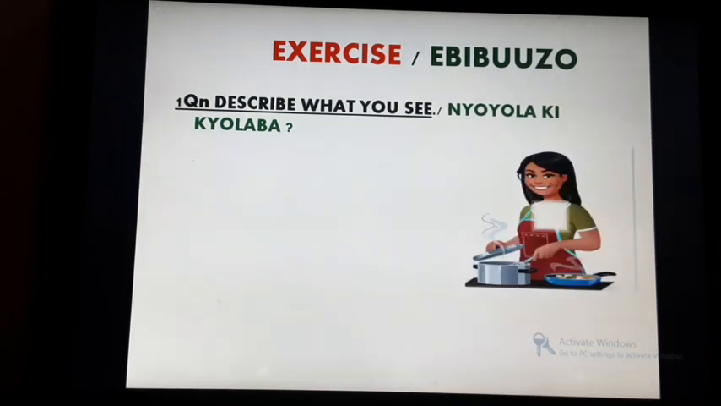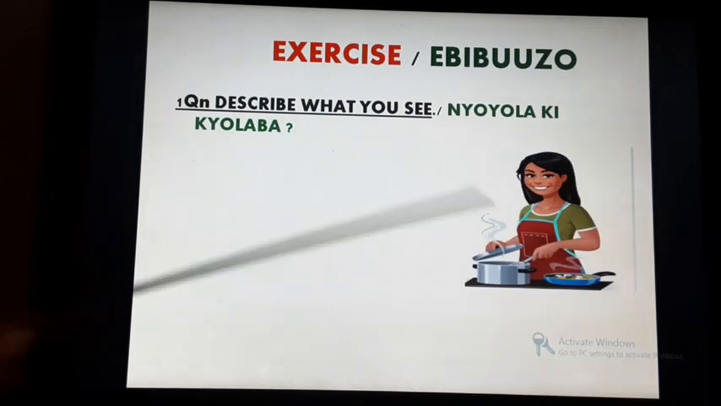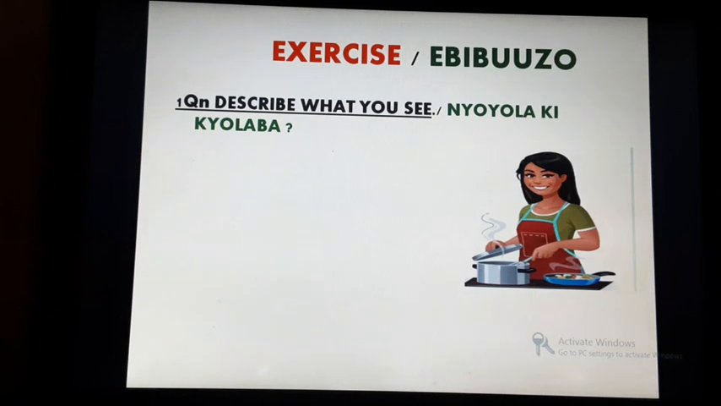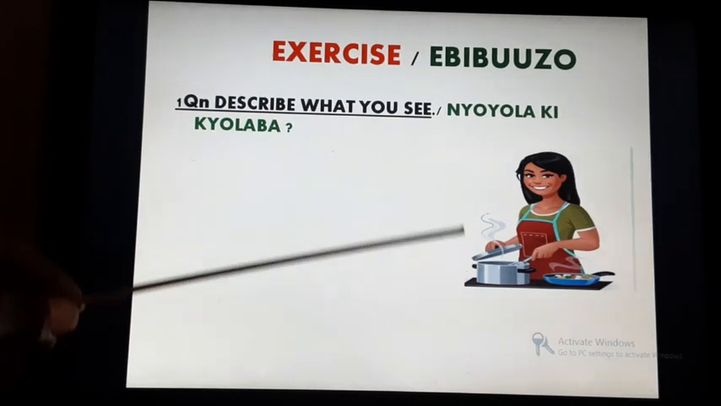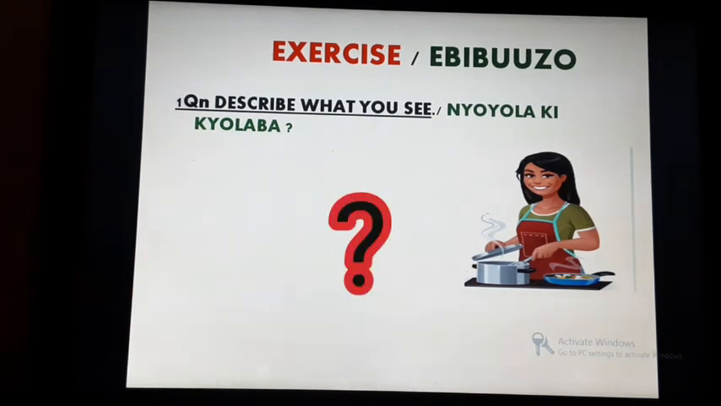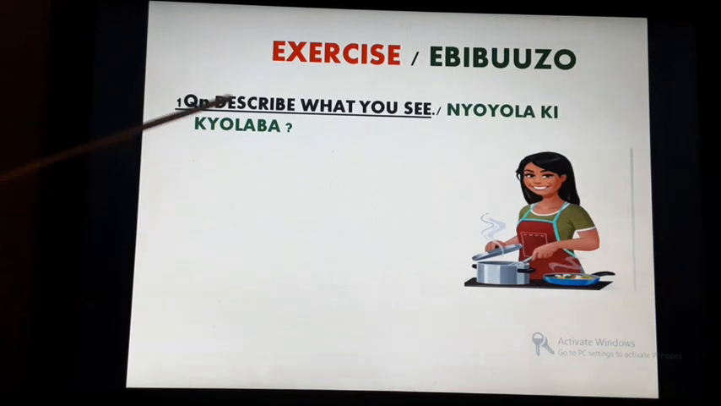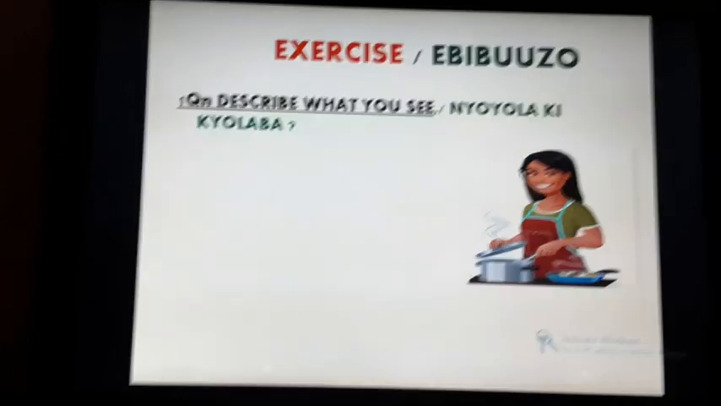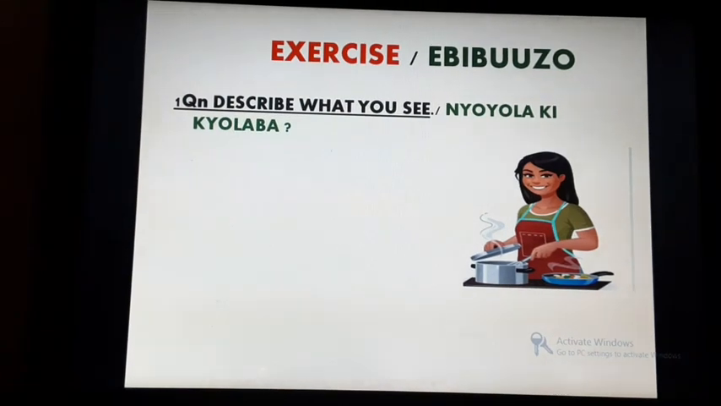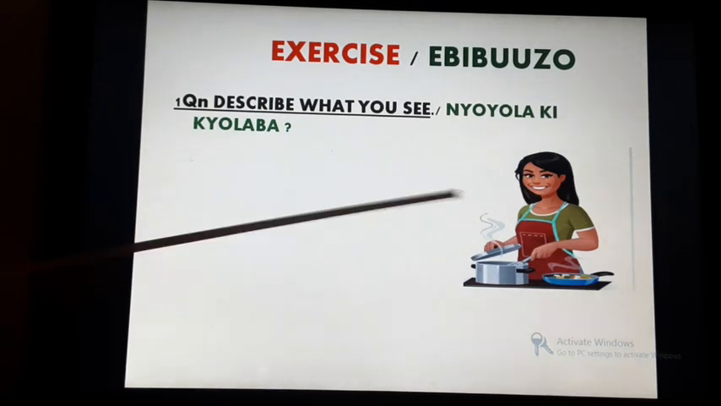What are you seeing in this picture? Can you take a moment and look at it critically? Because we are going to describe, you're going to write a sentence describing what you see here. So what is the answer? In English, how can you describe this image?